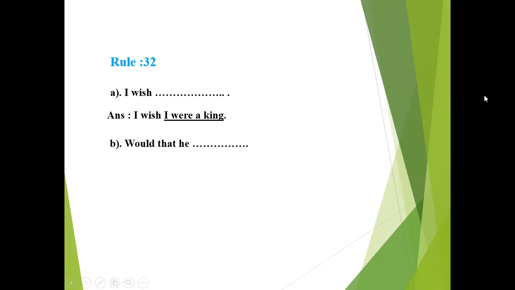B. Would that he dash. Would that he were alive today. After would that, past tense is used. Here, were is past tense.